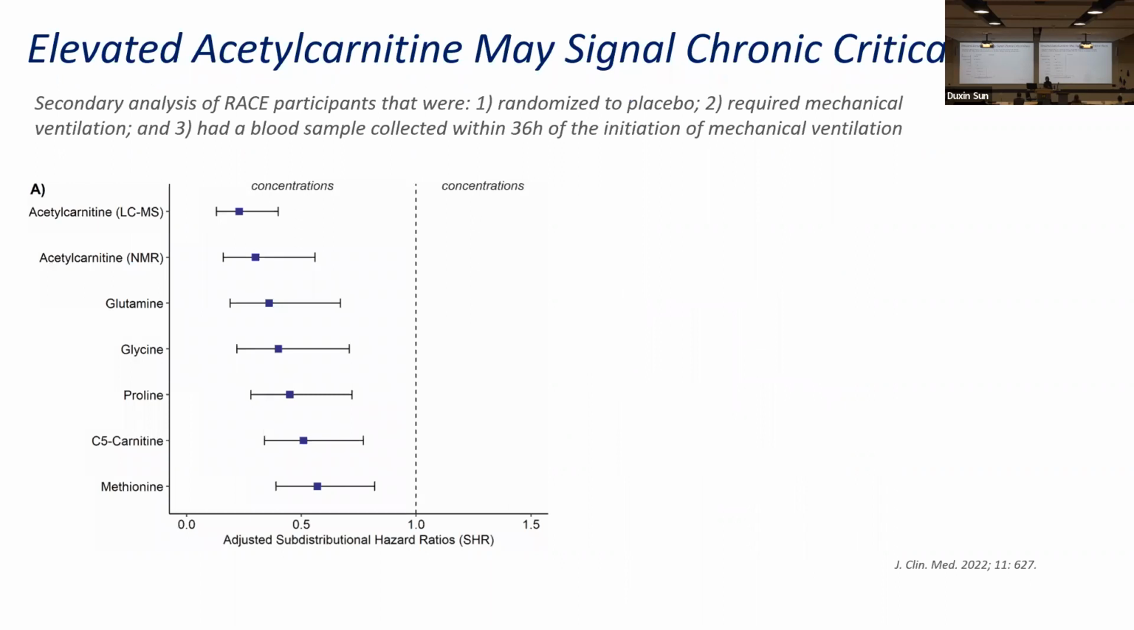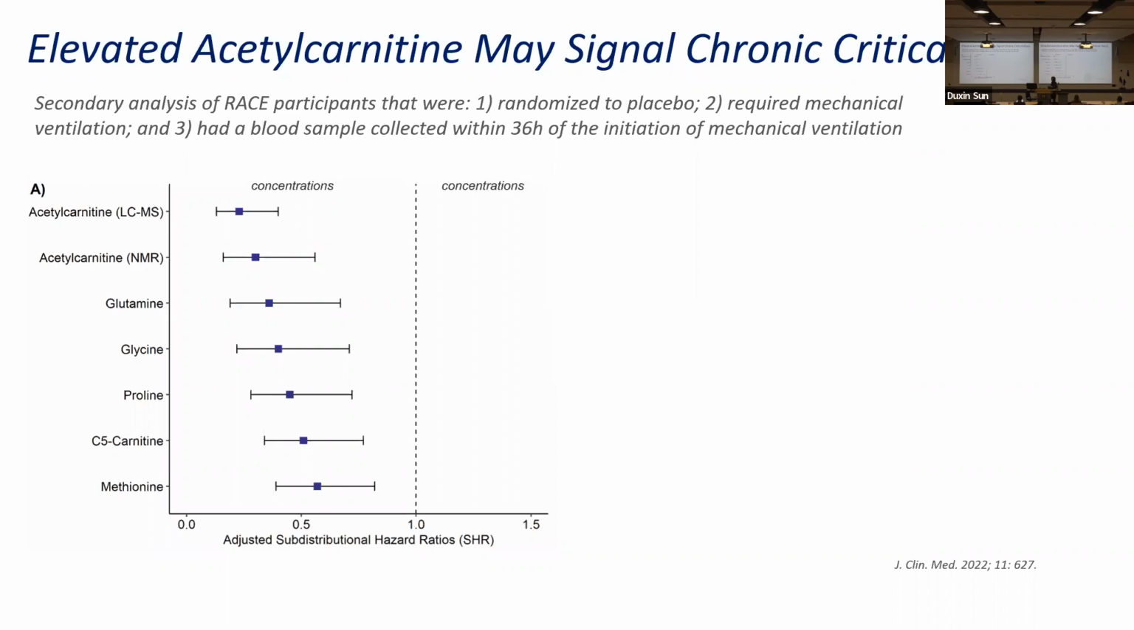We also looked at chronic critical illness. So these are patients who survive sepsis and are discharged from the ICU. This was a secondary analysis of RACE study participants who received placebo, required mechanical ventilation, and had a blood sample within 36 hours of the initiation of mechanical ventilation. And we looked at their time to extubation and removal from vasopressor support.